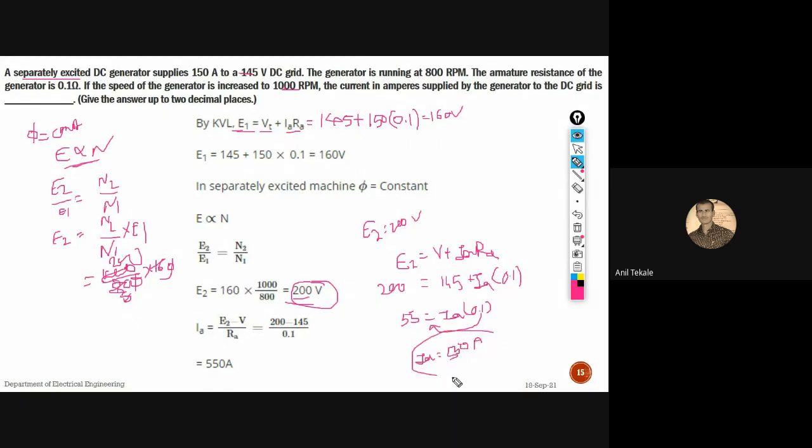Now see, your current was 150 ampere, but once your speed is changed to 1000 rpm, your current also increased to 550 ampere. So our answer we will write here: 550 ampere. Write 550 ampere, then you will get 2 marks easily. Is that clear? Any doubt?